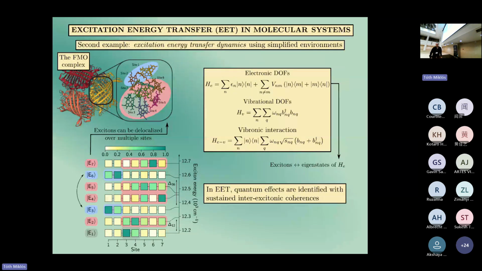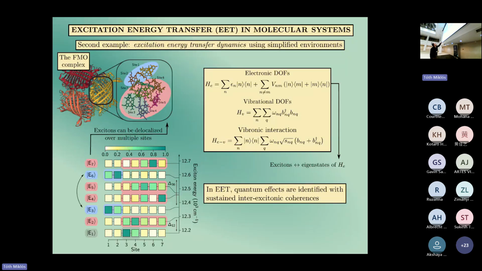As a second example, I would like to talk about excitation energy transfer, in particular in the FMO complex up in here. This is the Hamiltonian model that we have seen before. What we refer to as quantum effects in photosynthesis in energy transfer dynamics is the presence of sustained interexcitonic coherences, where excitons are the eigenstates of the electronic Hamiltonian. So in the presence of coherences between excitons that are sustained on a picosecond timescale, we refer to that as quantum effects.